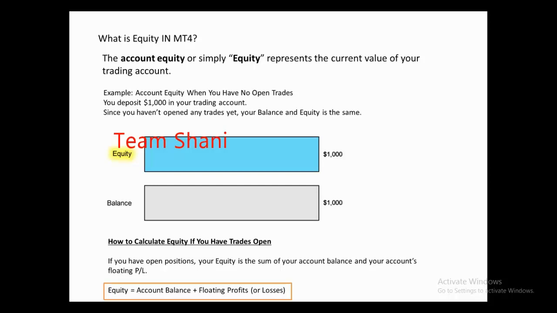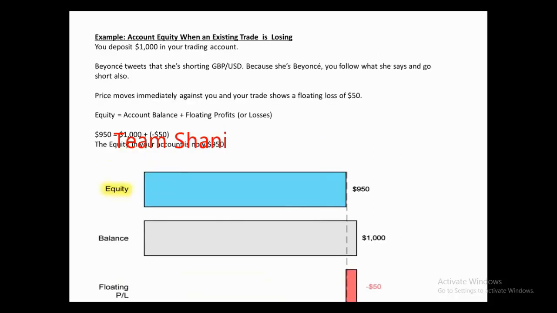So this is what equity is. The formula for equity is the account balance plus or minus the floating profit or loss. If your balance is $1,000 and you have two open positions with $200 floating profit, then your equity will become $1,200. On the other hand, just to simplify it, if you have a losing trade, then your equity will of course go down. If you have a positive trade, your equity will go up.